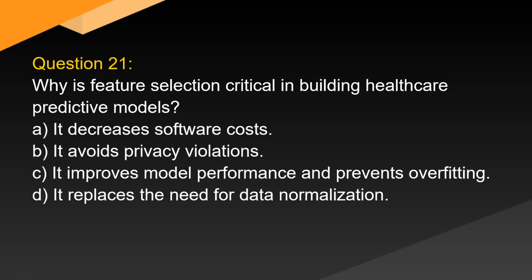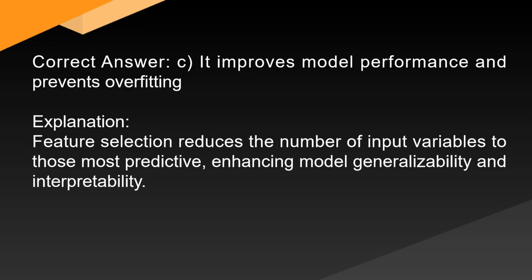A. It decreases software costs. B. It avoids privacy violations. C. It improves model performance and prevents overfitting. D. It replaces the need for data normalization. Correct answer: C. It improves model performance and prevents overfitting. Explanation: feature selection reduces the number of input variables to those most predictive, enhancing model generalizability and interpretability.